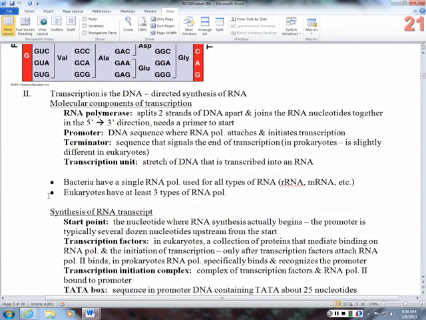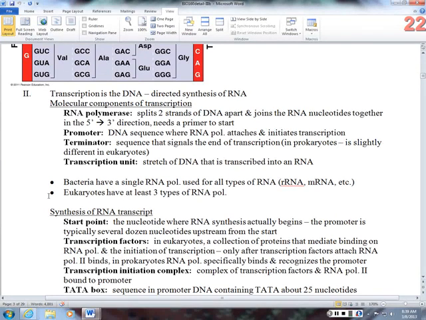So, transcription is the DNA-directed synthesis of RNA. In order to do this, it is going to work a lot like copying DNA does. You're going to have an RNA polymerase that does the polymerization, adding the extra pieces on, instead of a DNA polymerase. You use the DNA polymerase when you're adding extra nucleotides to make DNA. You use an RNA polymerase when you're adding extra nucleotides to make RNA.